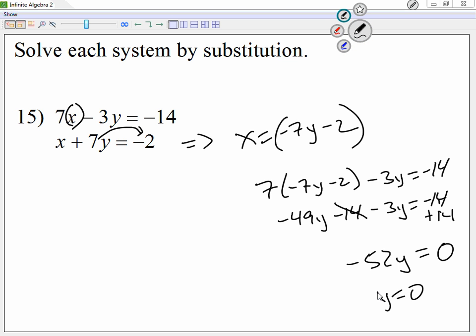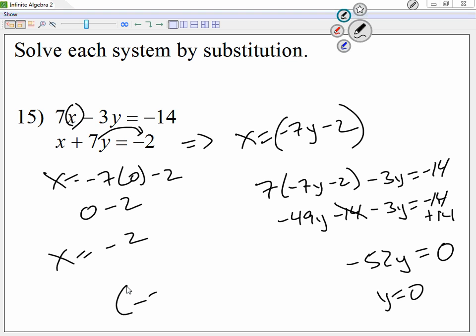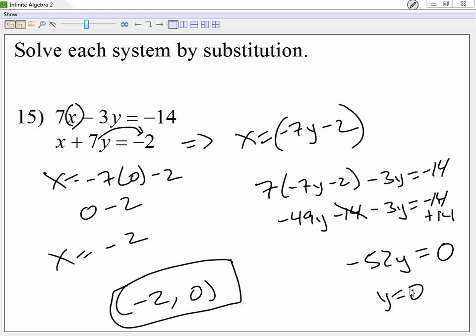For us to solve for x, I'm going to use the equation x equals negative 7 times 0 minus 2. I'm using the equation where we had x by itself. That is basically 0 minus 2, so x equals negative 2. So my solution should be negative 2, 0. Do notice that it doesn't matter that we solve for y first. On the parentheses, put x first. Right? They come in alphabetical order, not the order you solve it. So make sure you put x and then y, not the order you solve it.